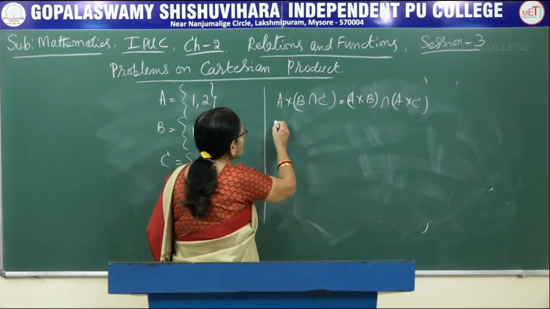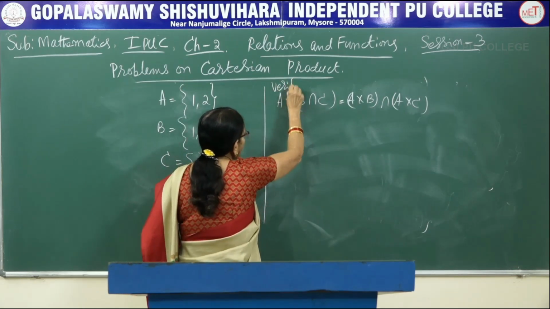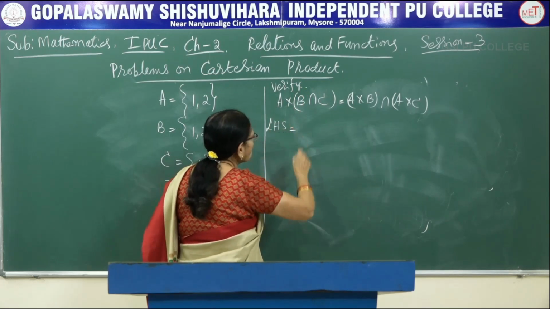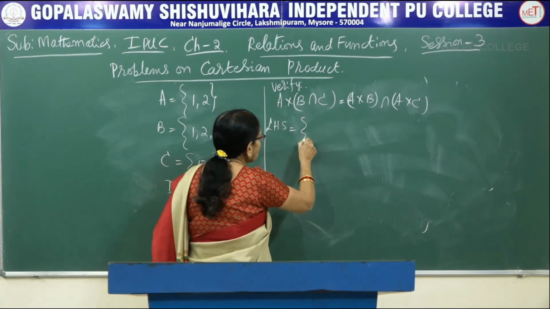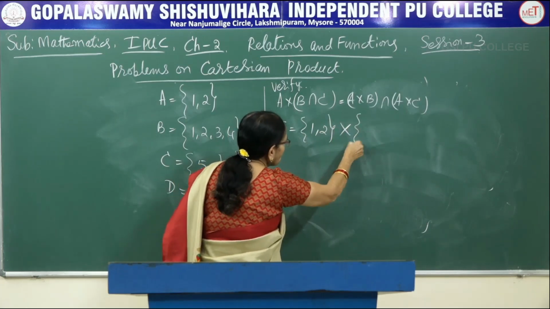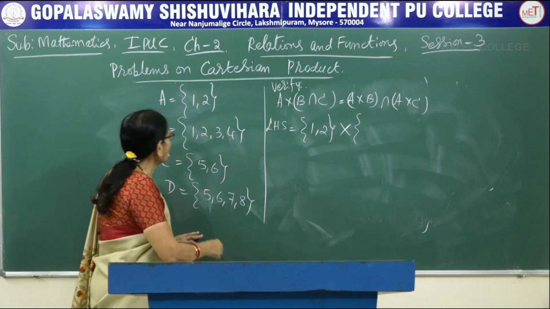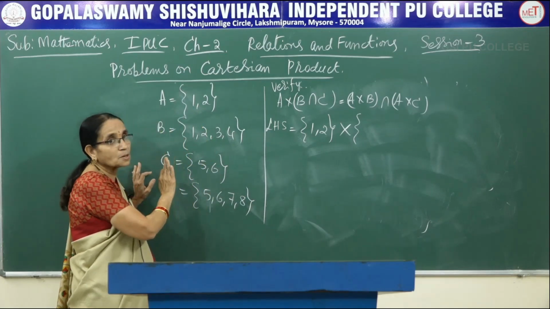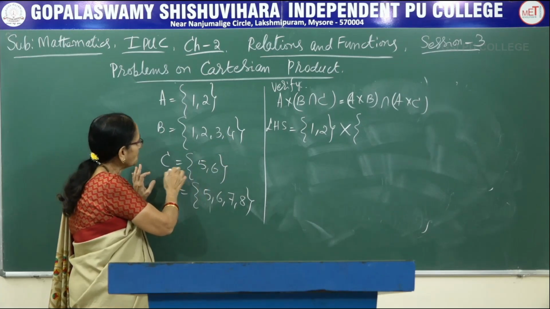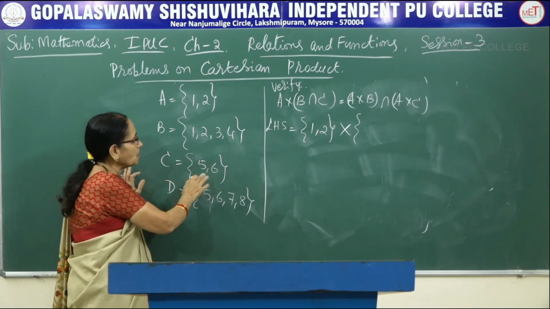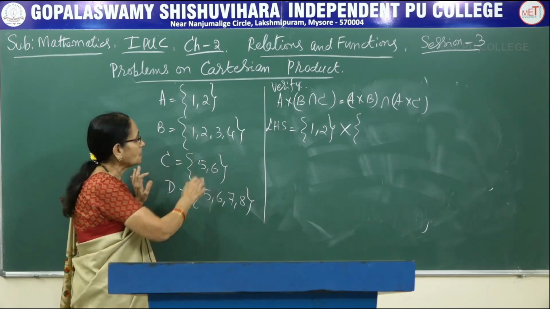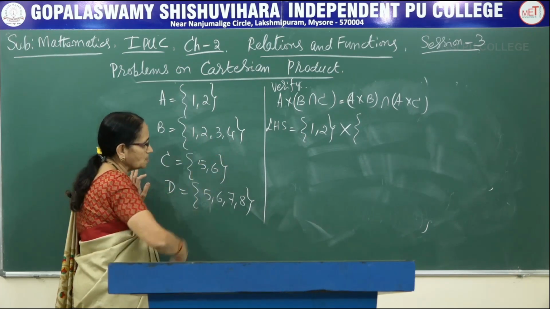First let me write, it is verify. You are verifying the result here. So left hand side means write the set A, 1, 2, then cross B intersection C. Look at the elements of B and C: 1, 2, 3, 4. And what does C have? C has only two elements, 5 and 6. Can you see any common element here? We don't have any common element. 4 and 5 and 6 we are having.